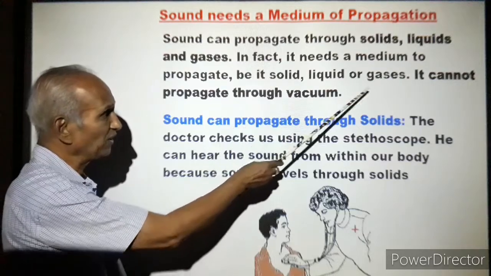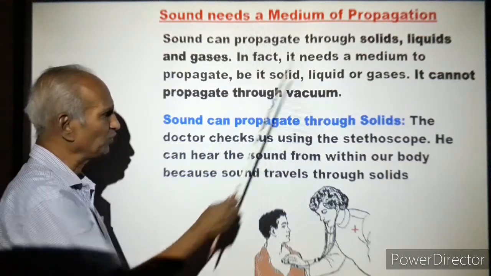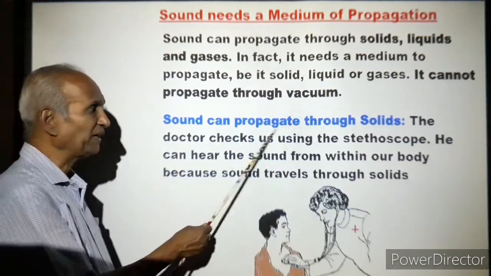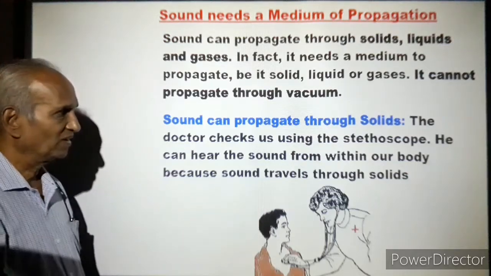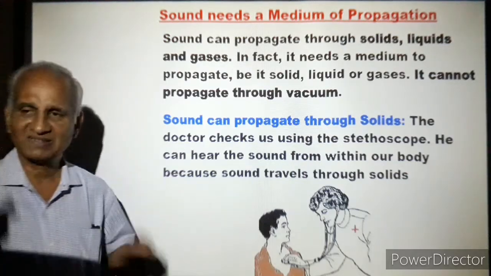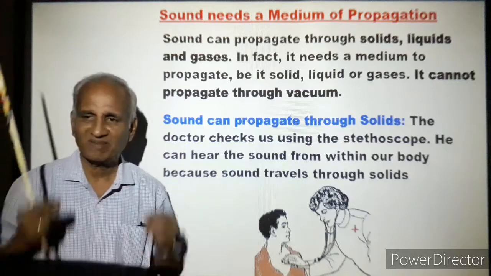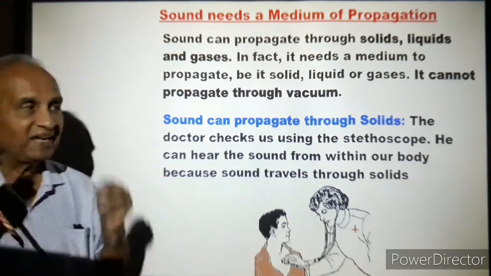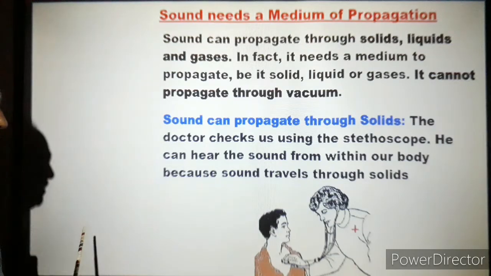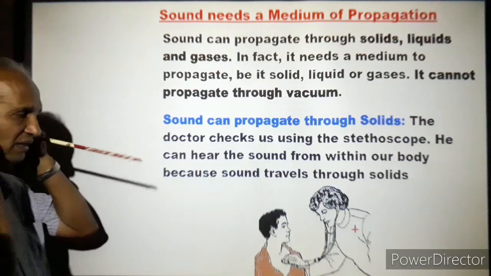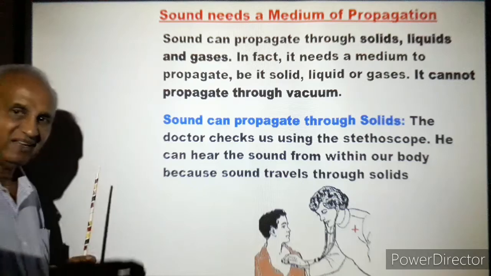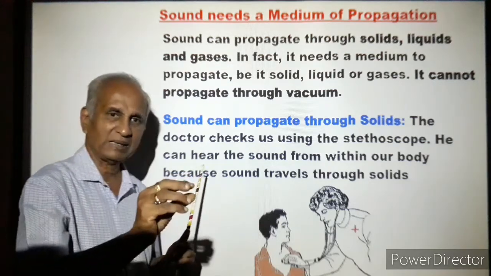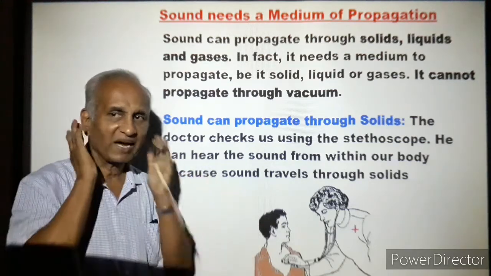Be it solid, liquid or gases, it cannot propagate through a vacuum. Sound can propagate through solids. Say, the best example is the stethoscope that the doctor uses. He puts the two ends of the stethoscope in his ears and he places the drum part on your chest and he hears.